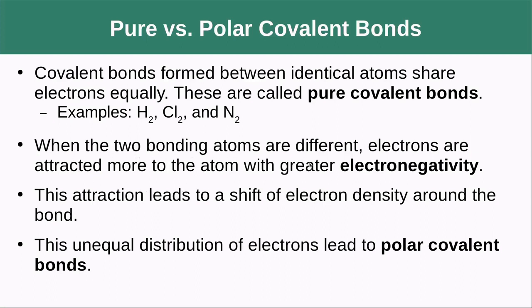When the two bonding atoms are different, electrons are attracted more to the atom with the greater electronegativity. This attraction leads to a shift of electron density around the bond. So that means that the electron starts to be associated more with one of the nuclei over the other, and we call this the electron density. So this is like a probability model of density, where we have the electron just more often being found in one region over another. This unequal distribution of electrons leads to polar covalent bonds.